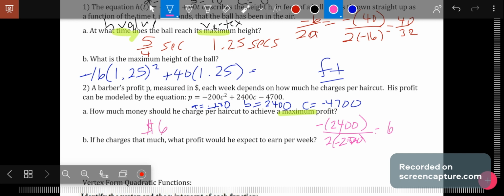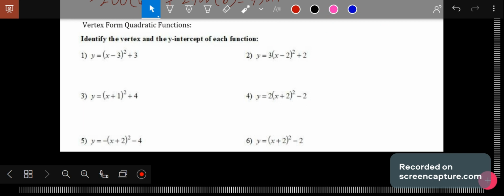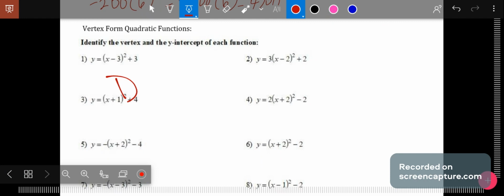And if he charges $6 per haircut, how much can he expect to earn per week? Well, this is where you plug in that 6 anywhere you see the variable. It's going to look like this. And then all you have to do is hit enter into the calculator. And that'll be the amount of money that he can expect to earn per week. For this last section that you see here, find the vertex and the y-intercept. You want to go into Desmos, type in each of the equations, and then make a list of your vertex and y-intercept.